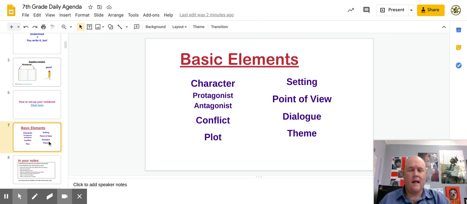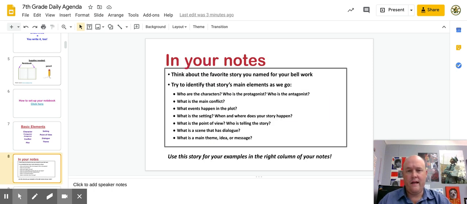So these are the basic elements that we're going to be discussing: character, protagonist, antagonist, conflict, plot, setting, point of view, dialogue, and theme. We will touch on each of those briefly. In your notes, I want you to think of the favorite story that you have. So if you love Star Wars, then you're going to use Star Wars as your example throughout this process, okay?